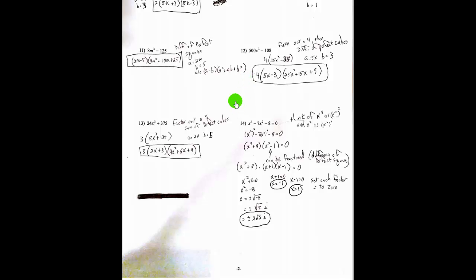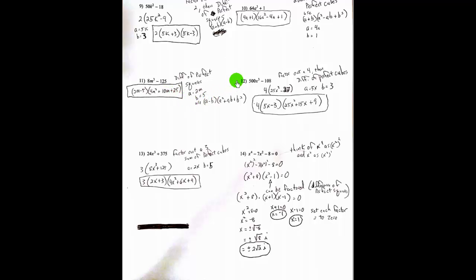For number 11, you're going to use the same logic, only you have the difference of perfect cubes. So instead of using a plus b times a squared minus ab plus b squared, you're going to use the general equation for difference of perfect cubes, a minus b times a squared plus ab plus b squared, and you get, when you rewrite it using a equals 2m and b equals 5, 2m minus 5 times the quantity 4m squared plus 10m plus 25.